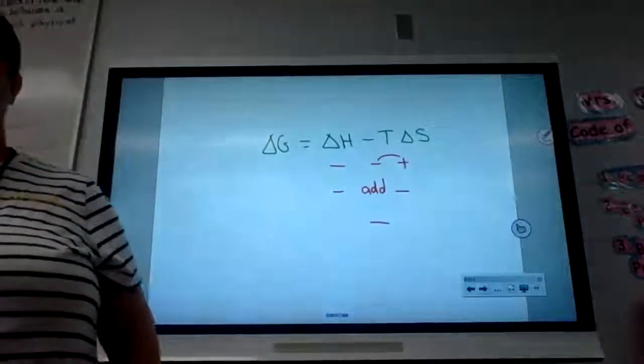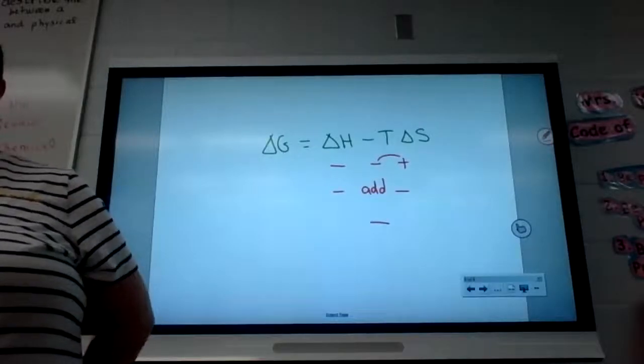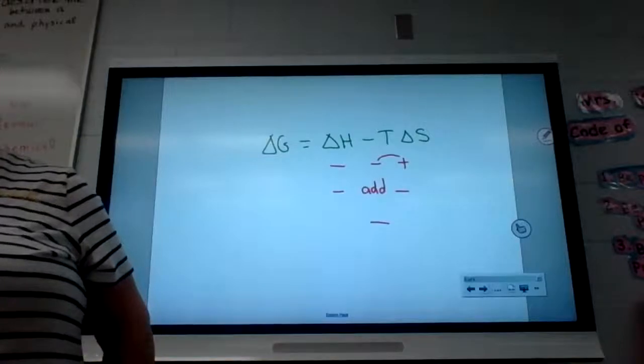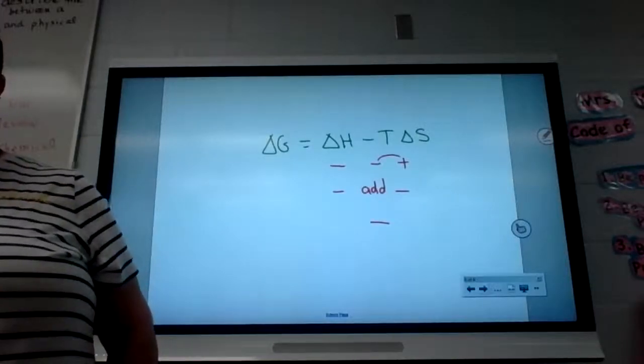Anybody else? Entropy was increasing. Entropy is increasing if it goes from a solid to a liquid, or solid to aqueous, or liquid to gas. That's increasing.